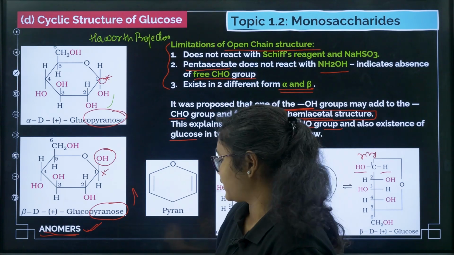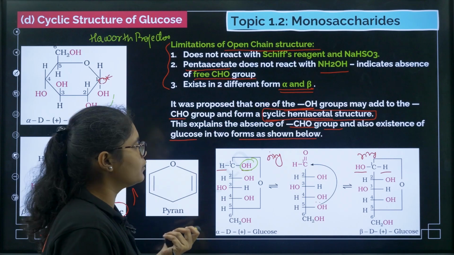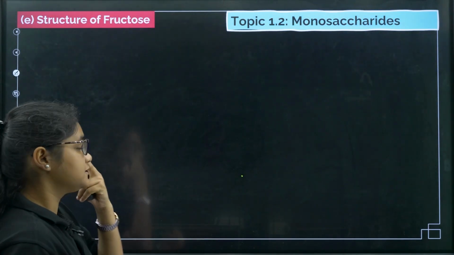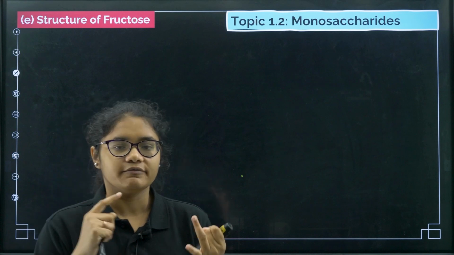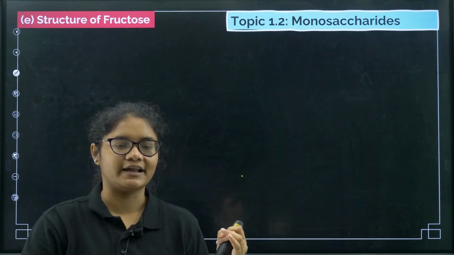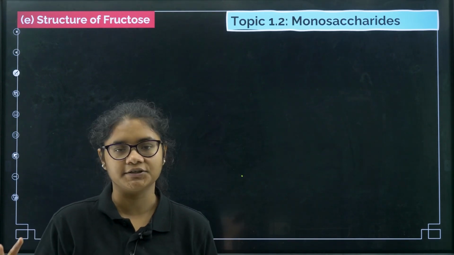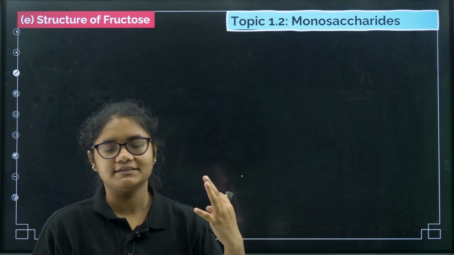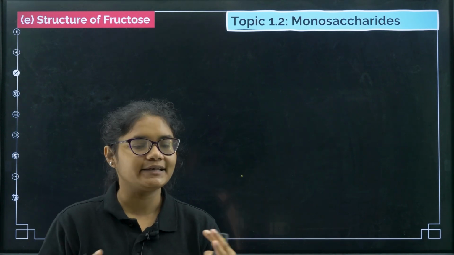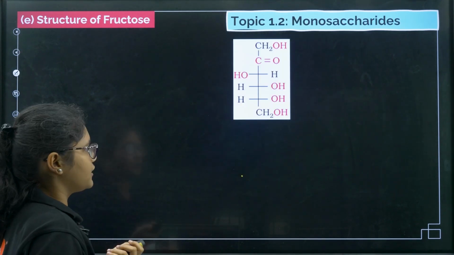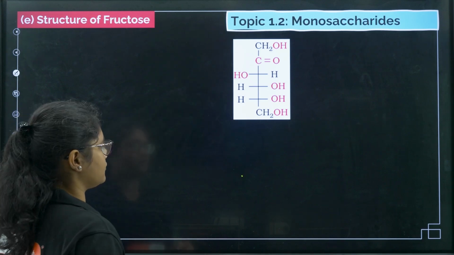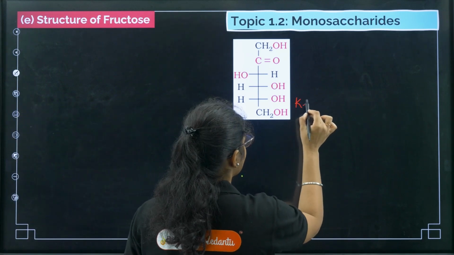Clear? Now we will go to the next topic, the structure of fructose. Glucose we had done; we saw its preparation, and we saw 6 reactions which define the open chain structure of glucose. Then we saw the limitations, and after that we saw the cyclic structure of glucose. Now coming to the structure of fructose. So this is the structure of fructose, and I told you this is a ketone group.